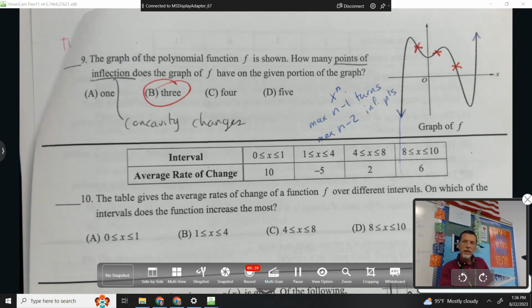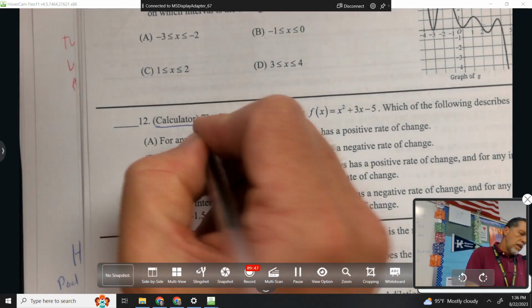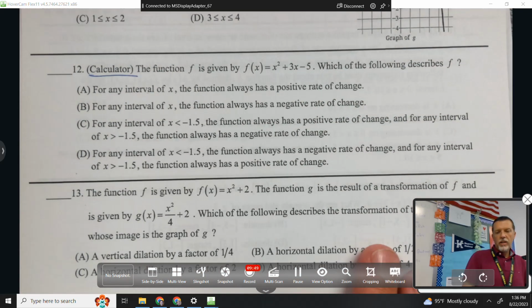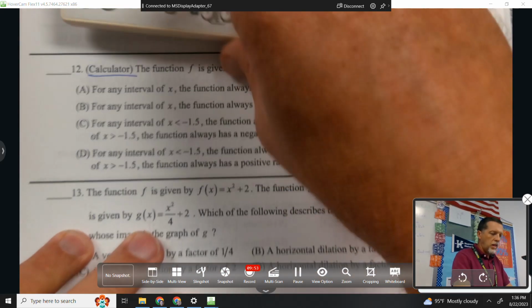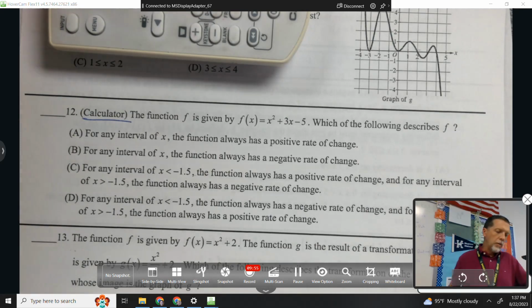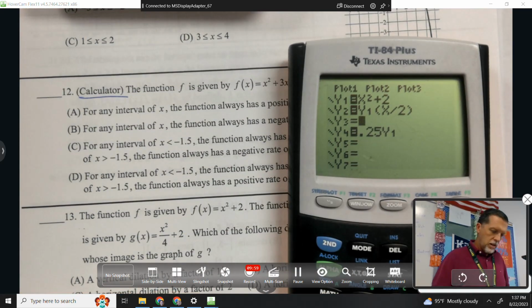Anything else on number 9? Number 12. Oh, the test is entirely no calculator. So I still want to do number 12 because it talks about things I want to talk about. But obviously there would not be one quite like number 12 on the test.